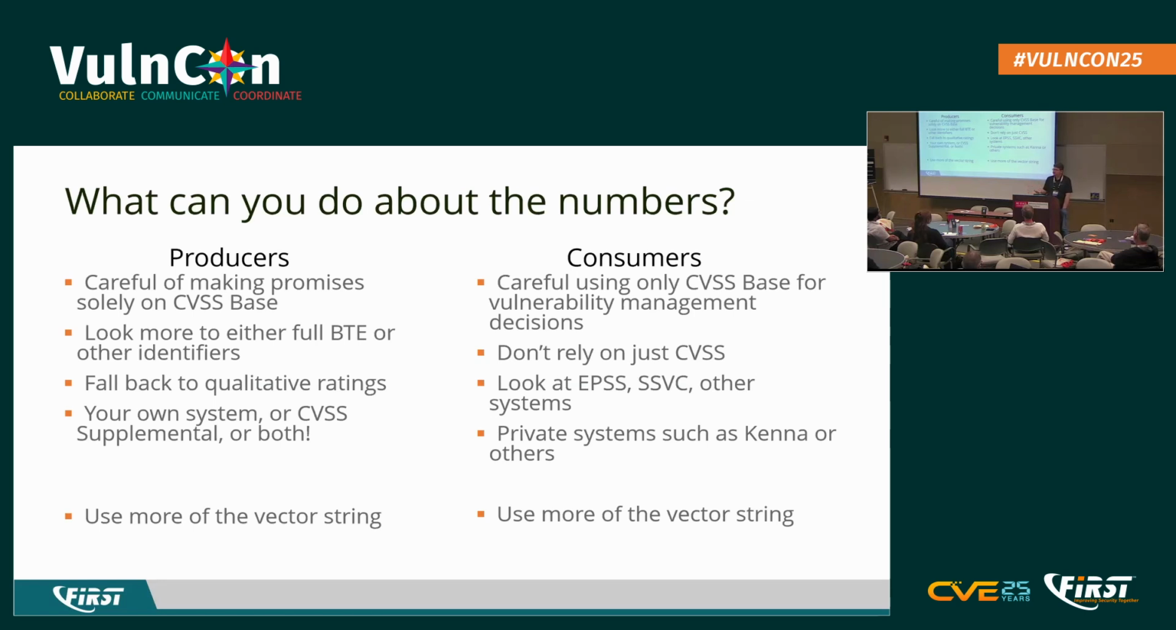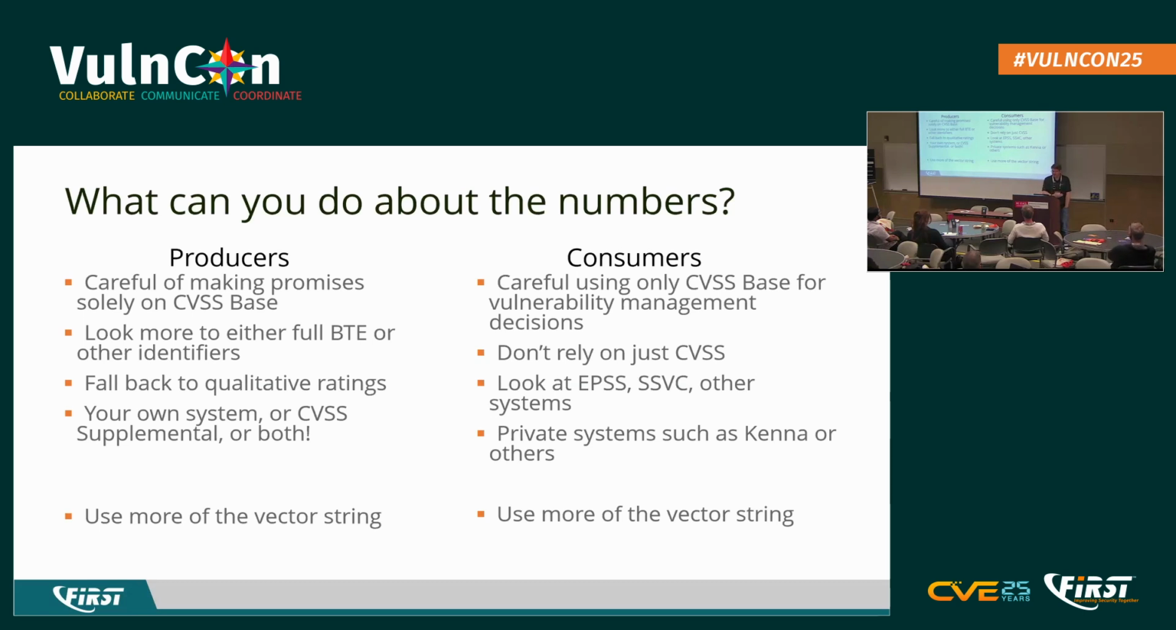There are lots of other systems that can help to make decisions. Making decisions, especially risk-based decisions, on CVSS base scores leaves a lot to be desired. There are also private systems such as Kenna, other vendors that have their own ratings that help you decide in your own environment.